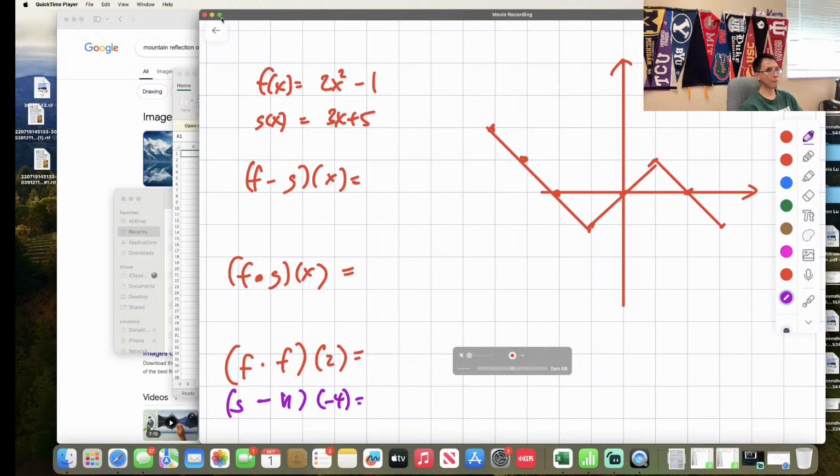Wait, which one's H? H is a graph. H is not a function. Well, H is a function, but it's in terms of a graph.